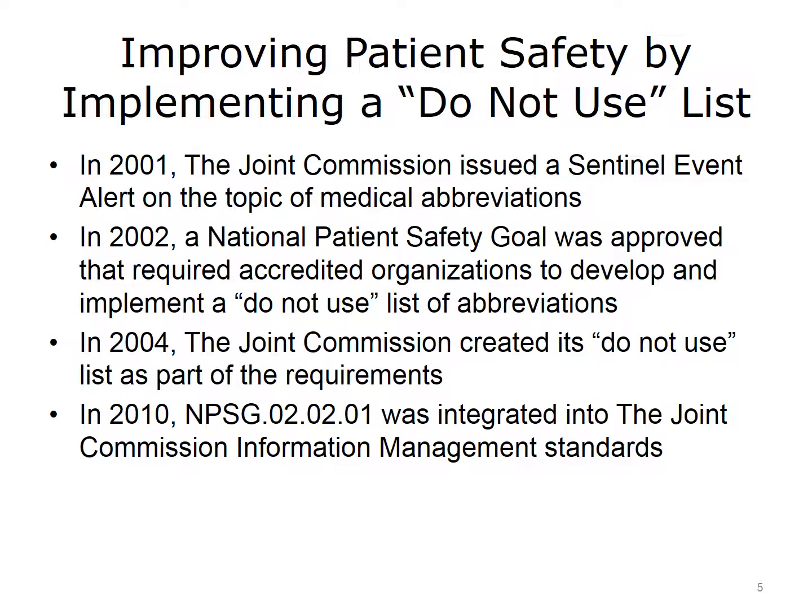In 2002, the Joint Commission approved a national patient safety goal, requiring accredited organizations to develop and implement a list of abbreviations that they would not use. In 2004, the Joint Commission created its own Do Not Use list of abbreviations as part of the requirements, and in 2010, the National Patient Safety Goal was integrated into the Joint Commission Information Management Standards. By establishing a set of standards by consensus, the Joint Commission hopes to reduce the incidence of adverse events associated with the improper use of medical abbreviations.